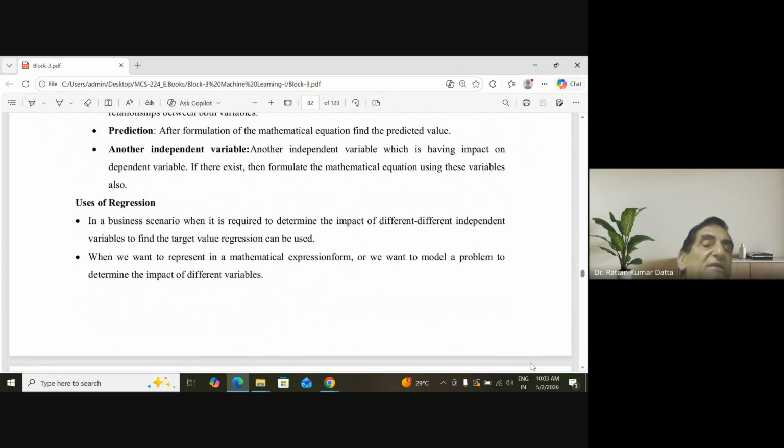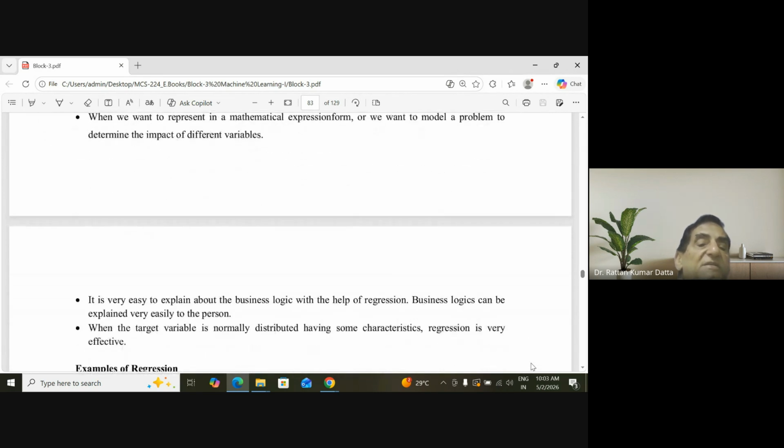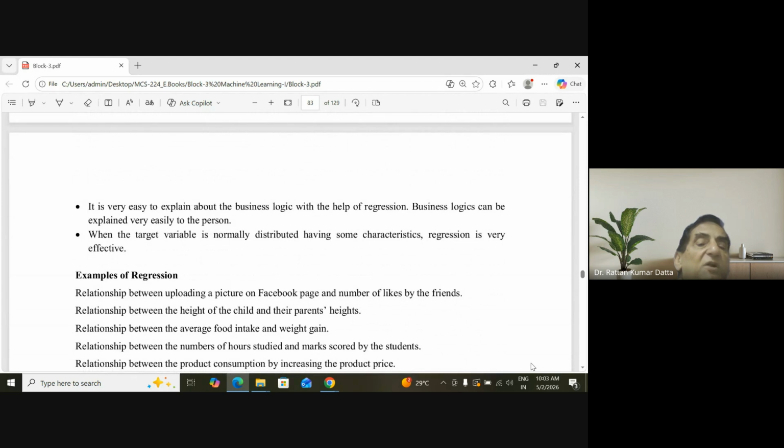Use of regression, say regression equation, you use it whenever you look at the relationship between uploading a picture on a Facebook page and the number of likes by friends. Because when you upload your picture or any photograph, and people like or dislike it, you will get thousands of people giving likes and some people giving dislikes, or some thousand giving dislikes and some people giving likes.